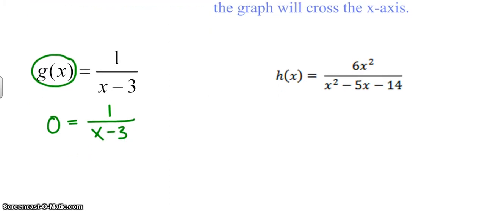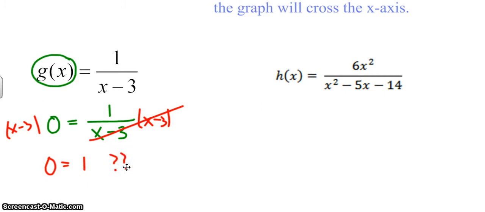So the first thing is multiply both sides by x minus 3. Those are going to cancel, and I get x minus 3 times 0, which is going to result in 0 equal to 1. Is this ever true? Hopefully you answered no, in which case we know that there are no zeros to this function.